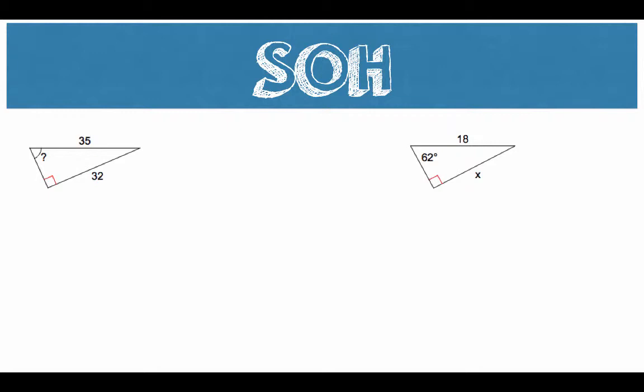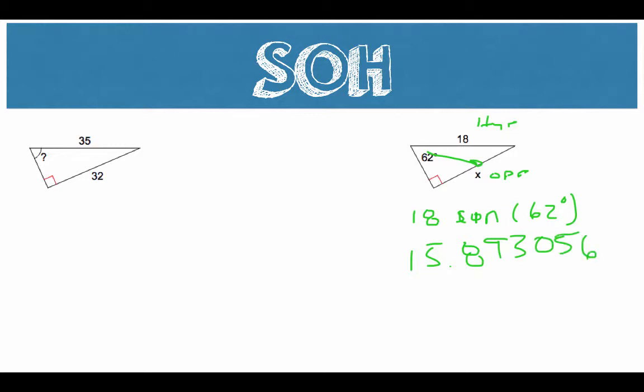So again, how that works is, first and foremost, we're looking at the opposite over the hypotenuse right here. And what I have is a distance here, so what I'm going to plug into my calculator is simply 18 times the sine of 62 degrees. And when I plug that in, I come out with 15.89305667.